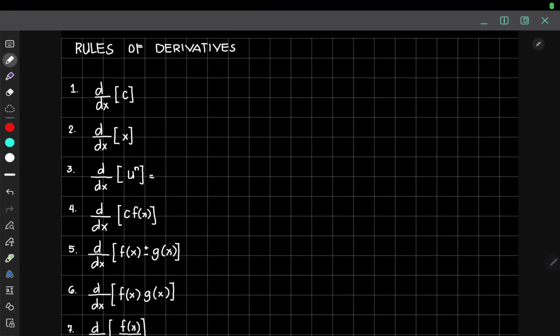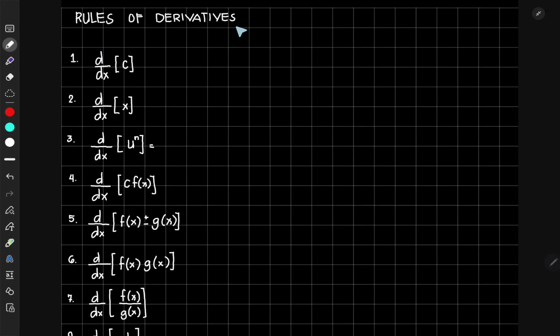So we will discuss the rules of derivatives. It is an easier way to get the derivative of a function, unlike the definition of the derivative, so medyo mahaba yung solution. So we have some rules for derivatives.